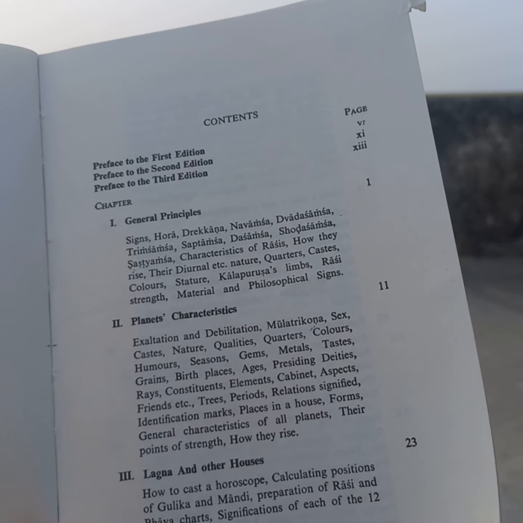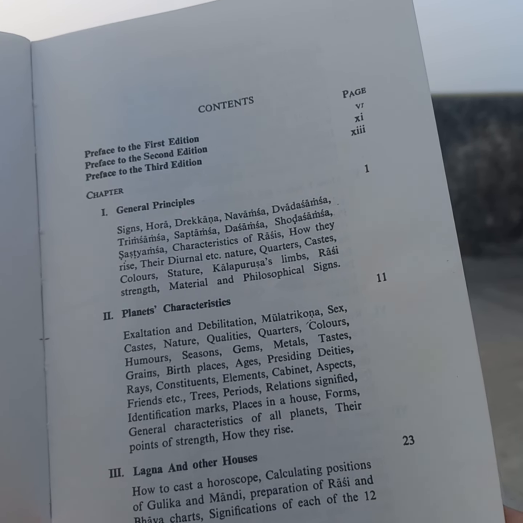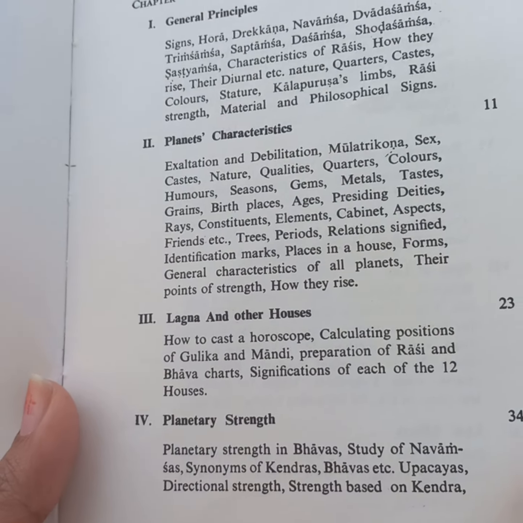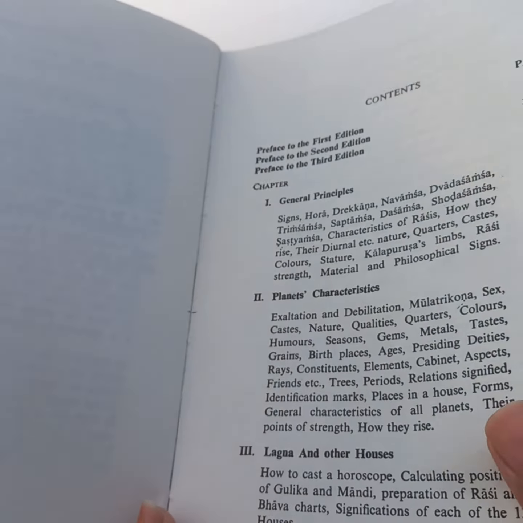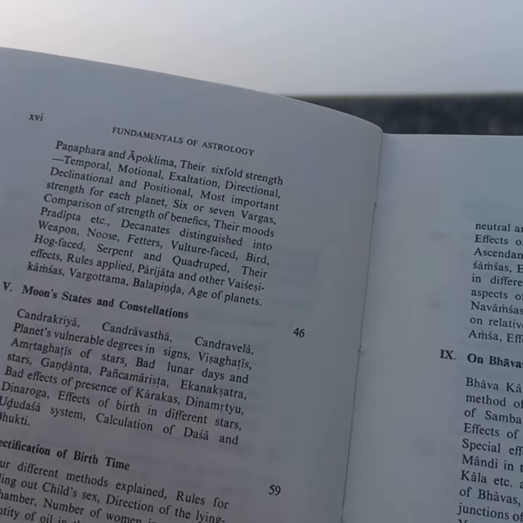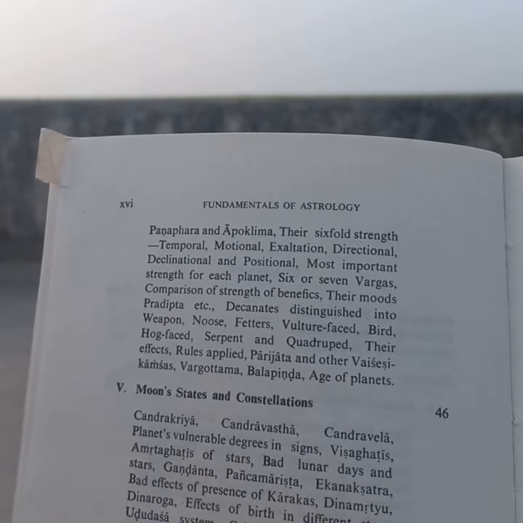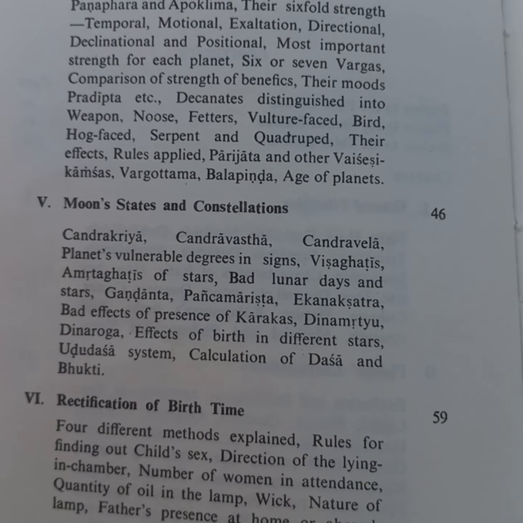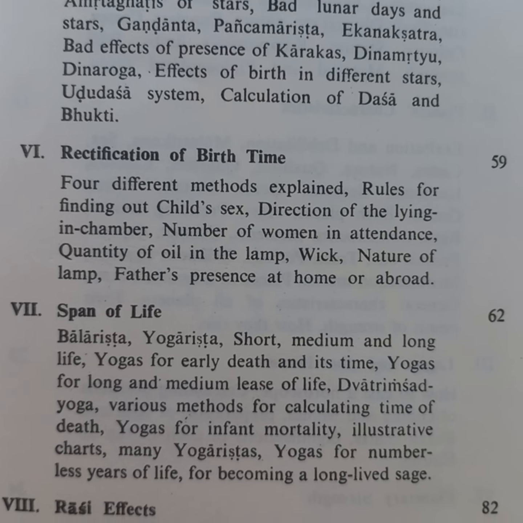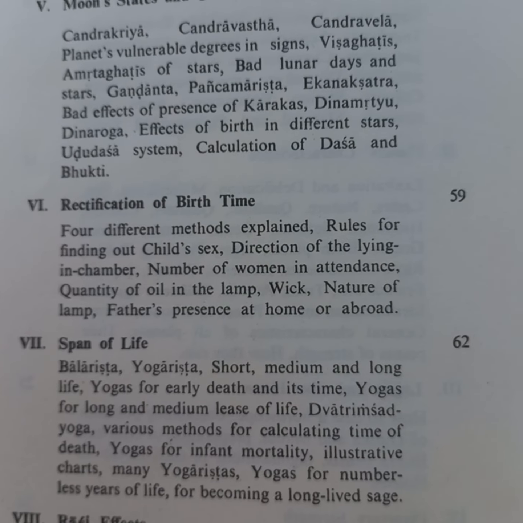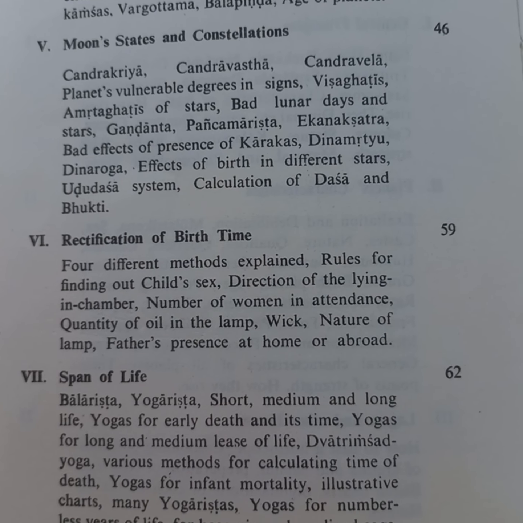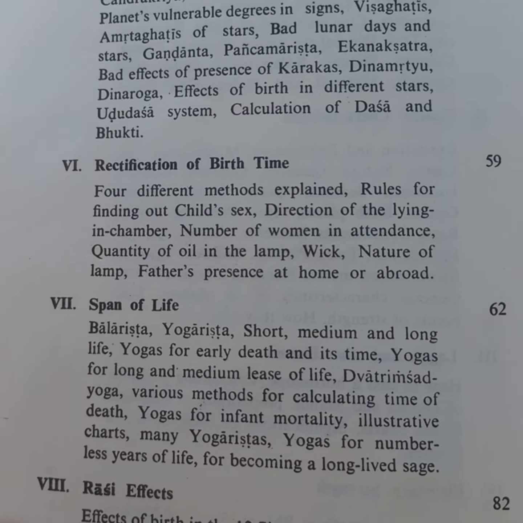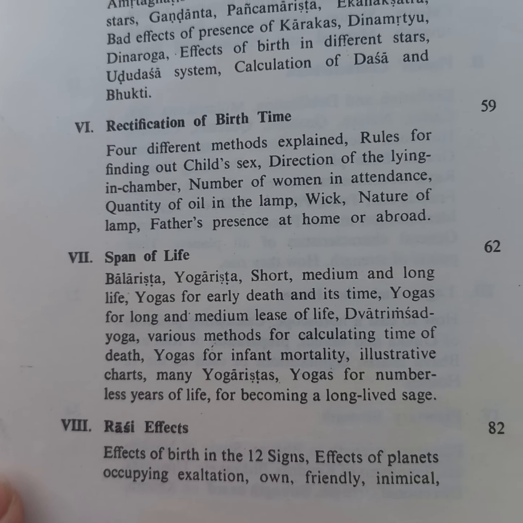Lagna in other houses, how to cast a horoscope, calculating positions of Gulika and Mandi, then planetary strength, which is also called Shadbal, and different kinds of strength of planets. Then moon states and constellations, then rectification of birth time, span of life, Balarist, Yogarist, basically the longevity aspect of life. Then Rashi effects.